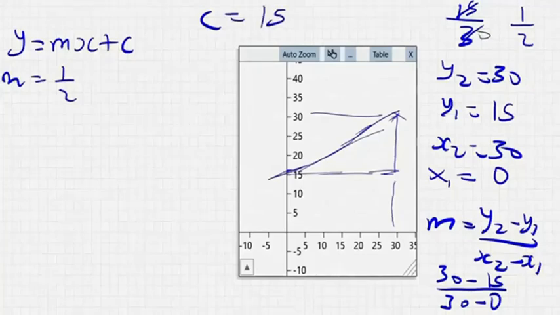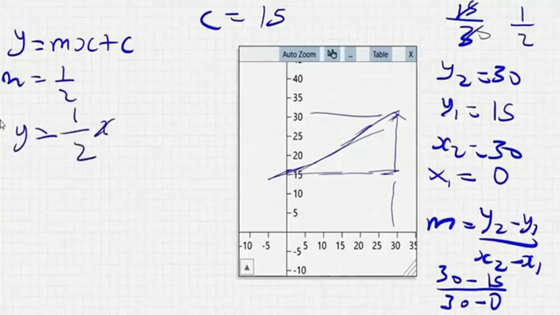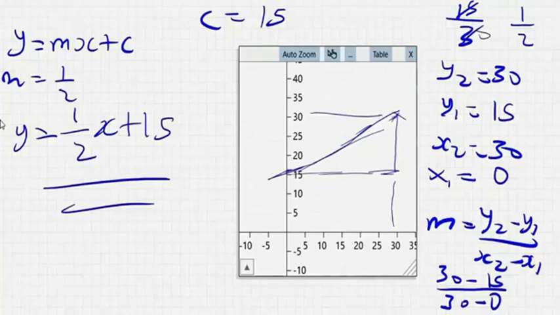Having gotten these values, we can go ahead and substitute them respectively in this equation. So our equation for a straight line graph using these graphical values will be y equals, our m is half, x, and our c is what? Plus 15. So this will be the equation for this straight line graph. It's as simple as that.